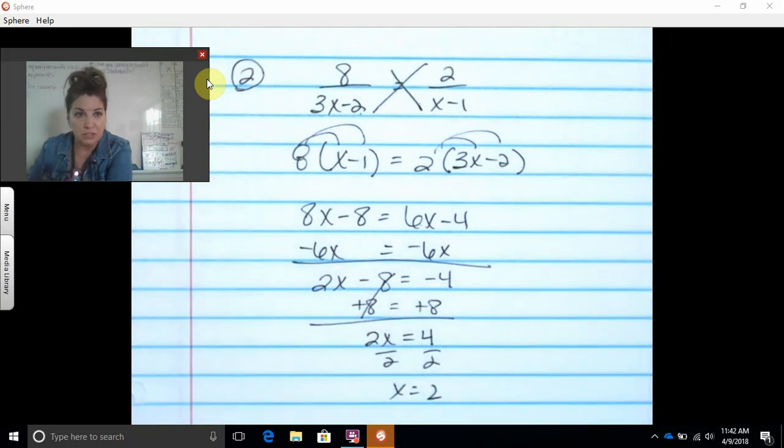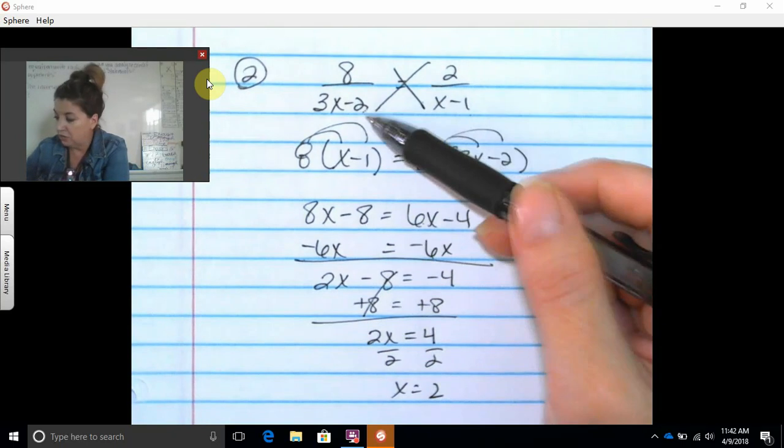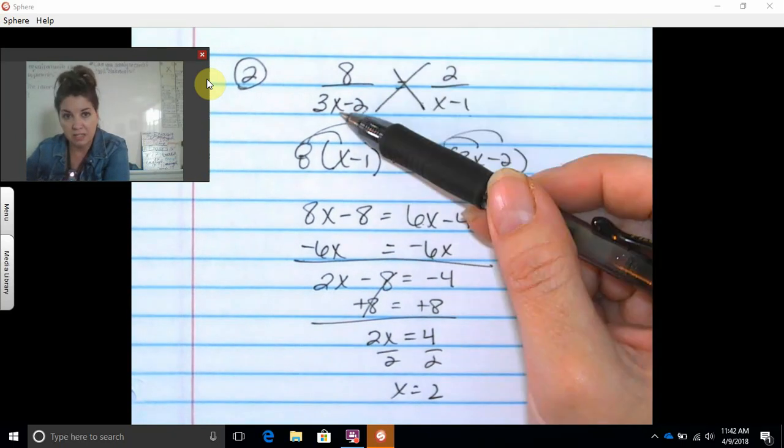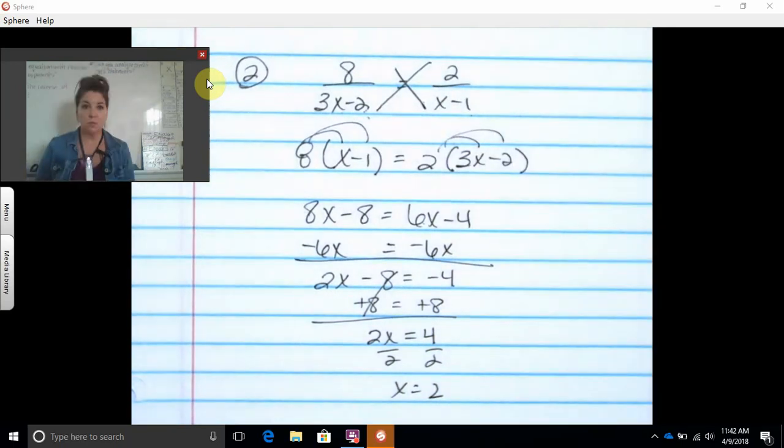And remember, whatever answer you get, you want to make sure that if you substitute it back in, the denominator is not going to give you a 0. Otherwise, what kind of solution is it? What do we call it? Extraneous. Is this one extraneous? Nope, we're good.